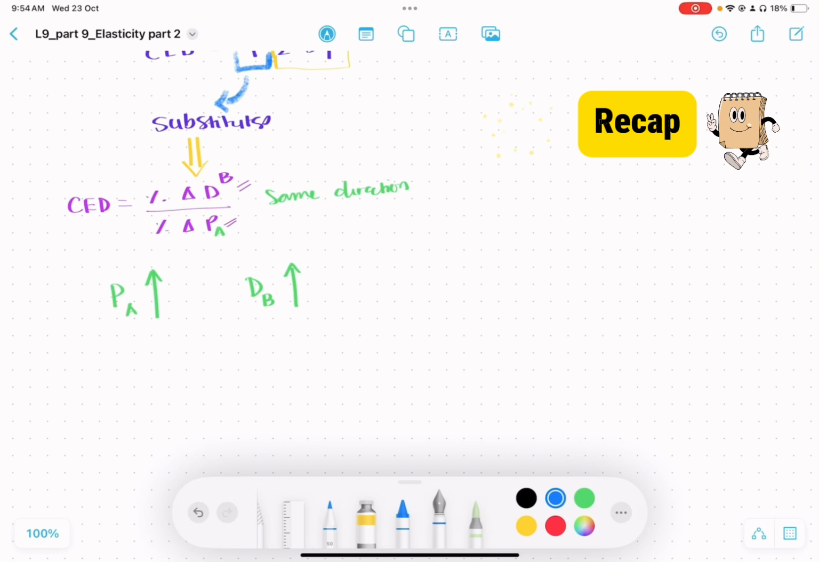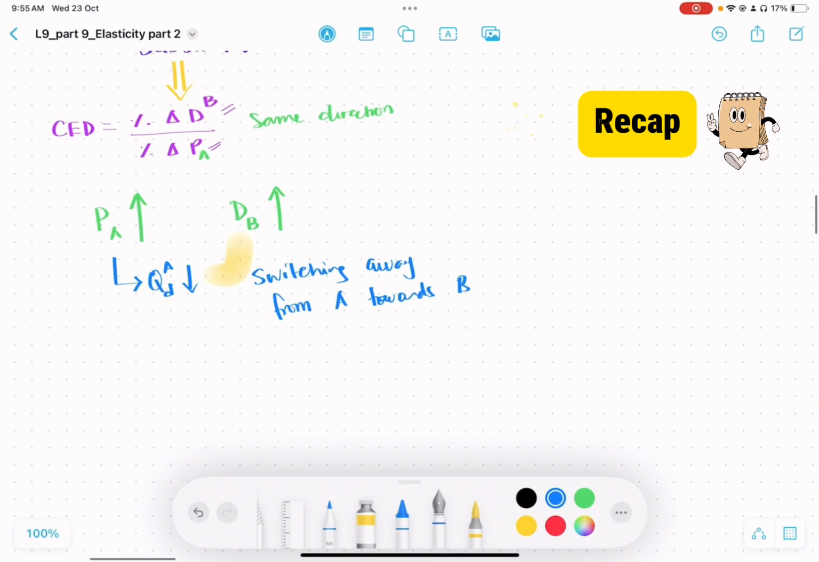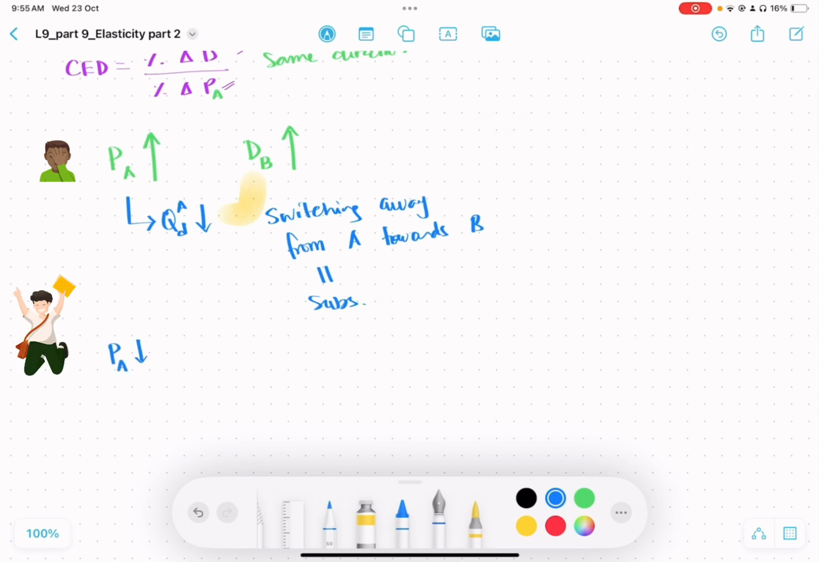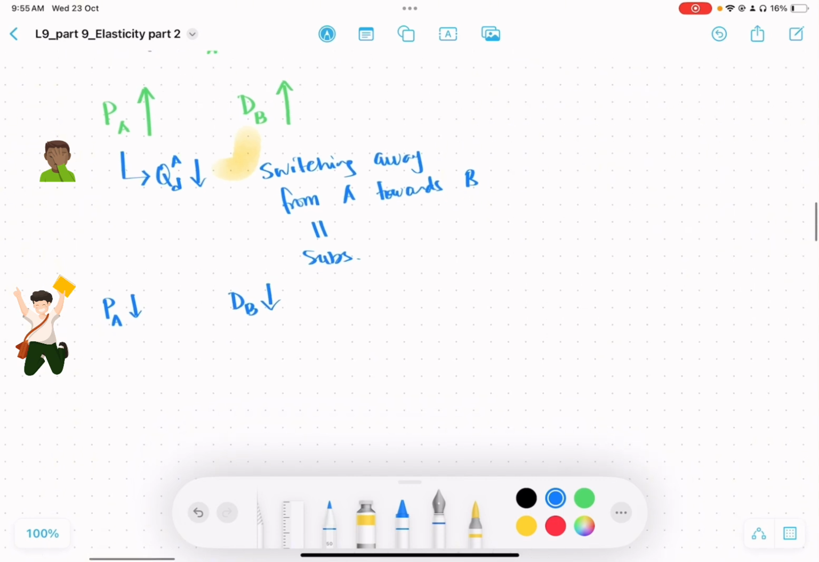To understand the relationship, we need to see what's happening behind the scenes. So when good A becomes more expensive, the quantity demanded for good A goes down, which means that people switch away from A towards B. This means that we are dealing with substitutes. A similar argument can also be used when the price of good A falls, which means demand for good B would be moving in the same direction.